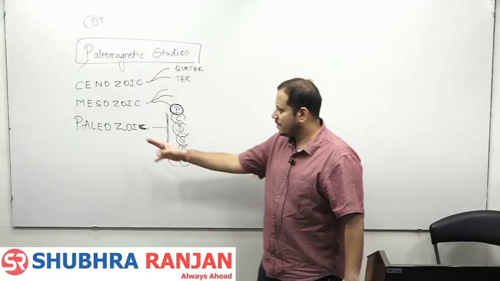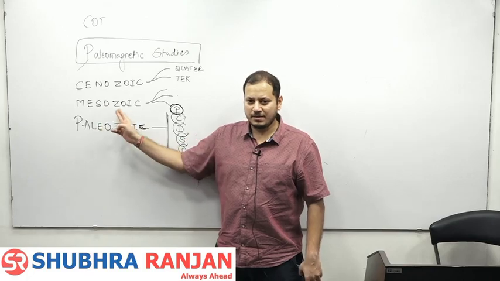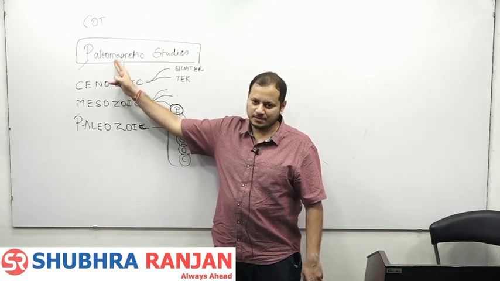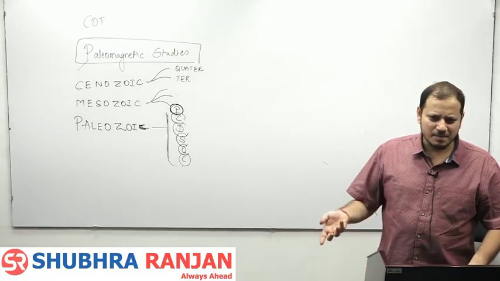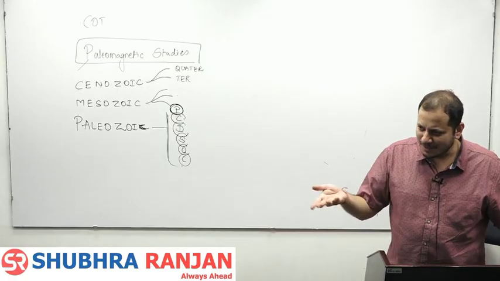So Paleo, old, Zoic, life. Meso means middle, life. Ceno means new, life. Similarly Paleo, magnetism, old magnetism. No need to read new magnetism because you already know where India is, fine. So what you will do out of that, right?